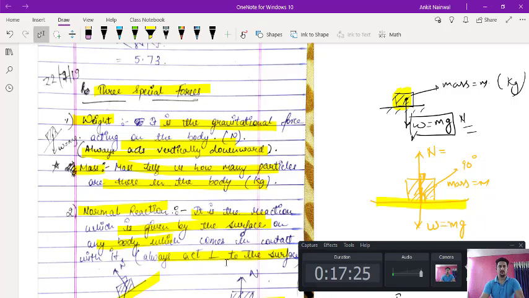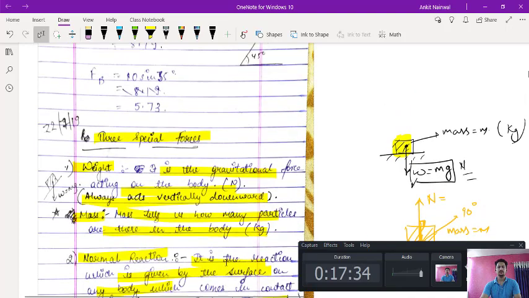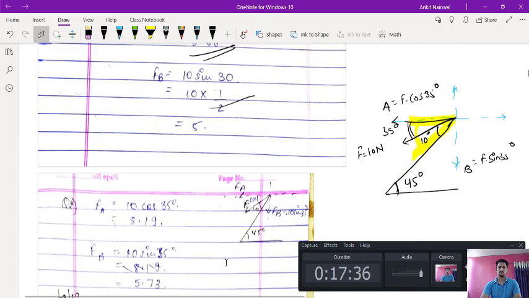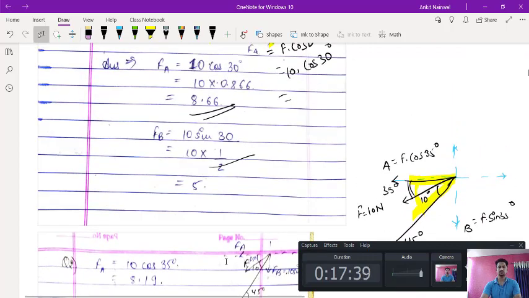I hope you all are clear with how to divide the resultant force into two different components, and we are only concerned with the special component. And you try to do the numerical part of resolution of forces.